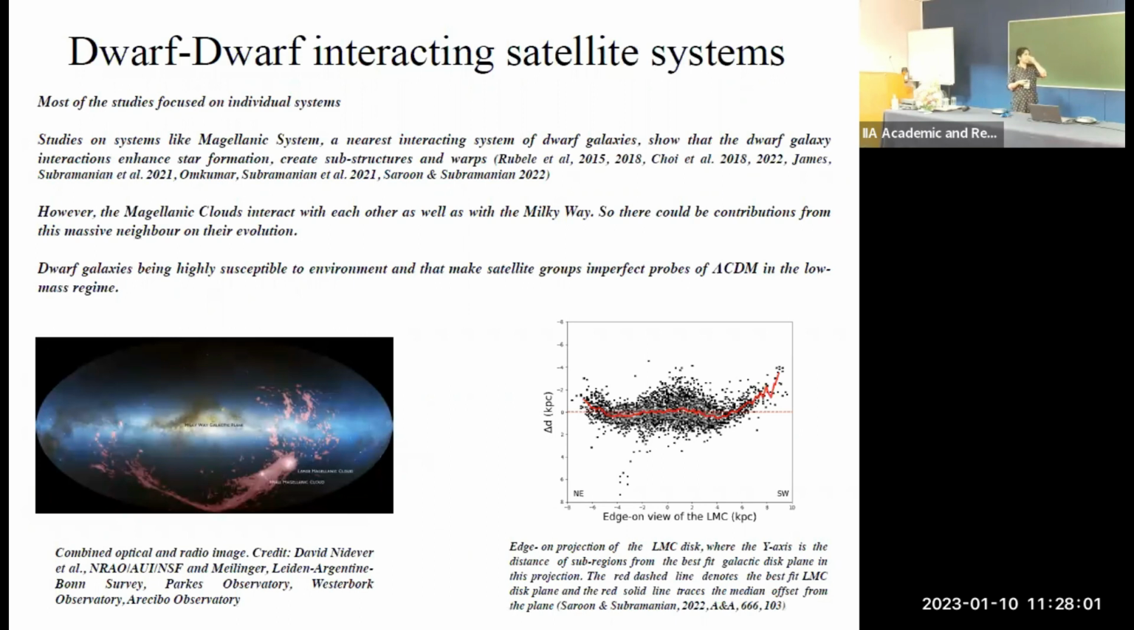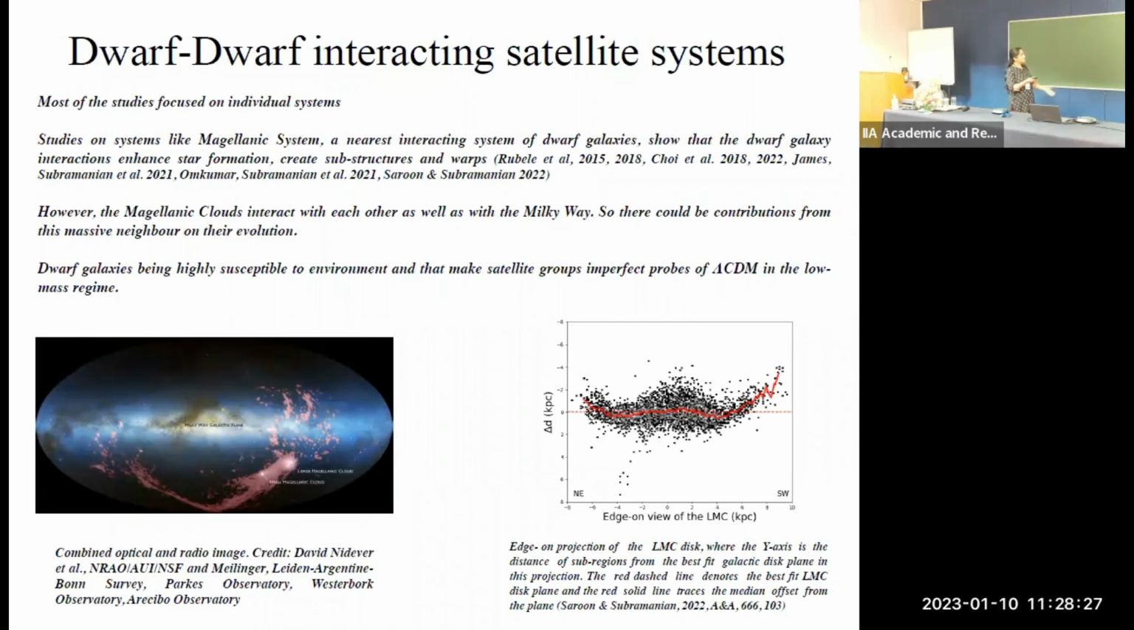And as I was just telling, these dwarf interacting systems are like satellite systems. There are many, and most of these studies focused on individual systems. For example, the Magellanic system, one of the nearest interacting systems, consists of the Large Magellanic Cloud and the Small Magellanic Cloud. They are dwarf galaxies and they are interacting, and you can see the signatures of interaction in H1. This pink is H1, and they are satellites of the Milky Way.